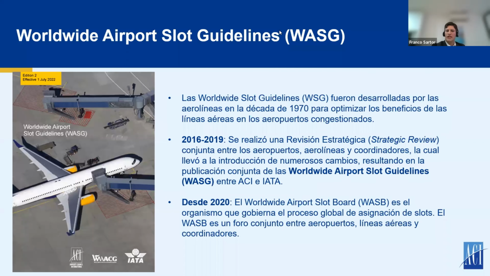These guides were originally created in the decade of the 70s by the airlines, and then they were developed later on by the airlines. Until recently, this document was called Worldwide Sport Slot Guidelines, WASG, the acronym in English. Even though WASG recommended how to manage airport infrastructure, the truth is airports were not involved in the development of these guides.